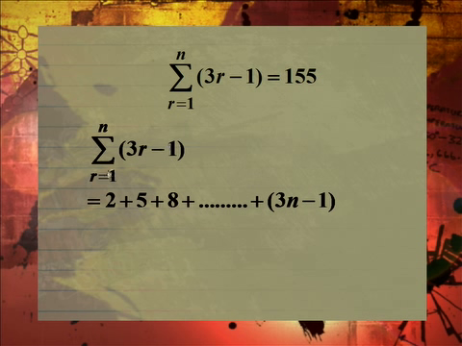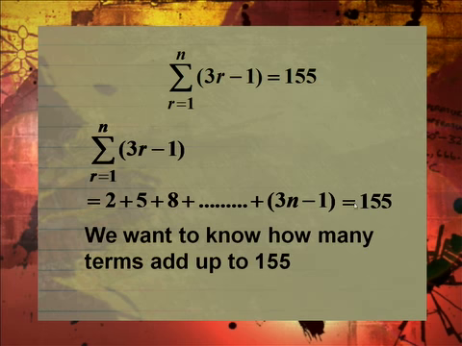Okay, then what have we got? r is equal to 3. So let's stick it in here. 3 times 3 is 9 minus 1 is 8. Now we go all the way up to 3n. The n gets substituted in there. And this sum must equal 155. We want to know how many terms add up to 155.